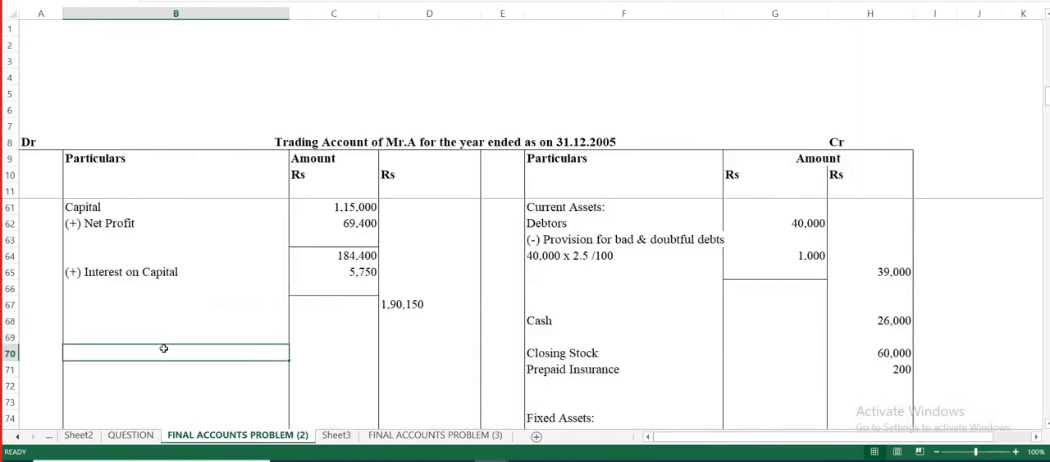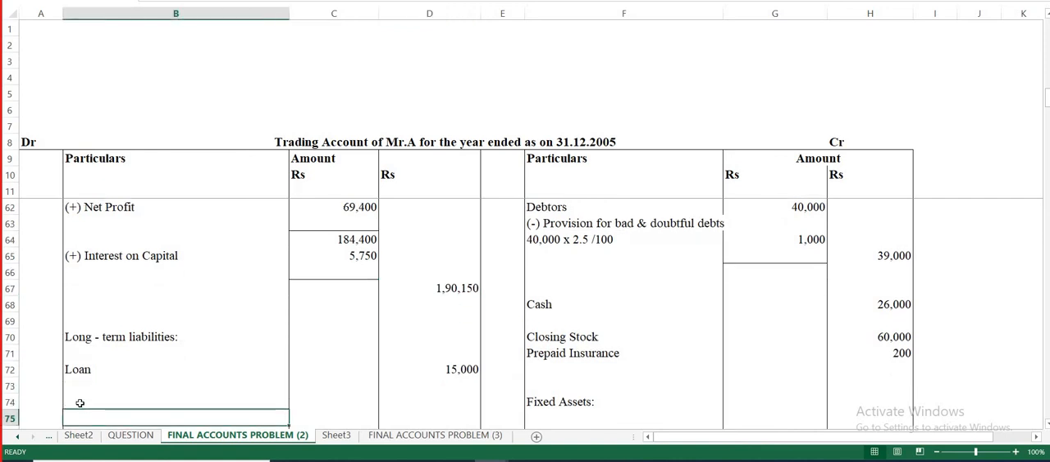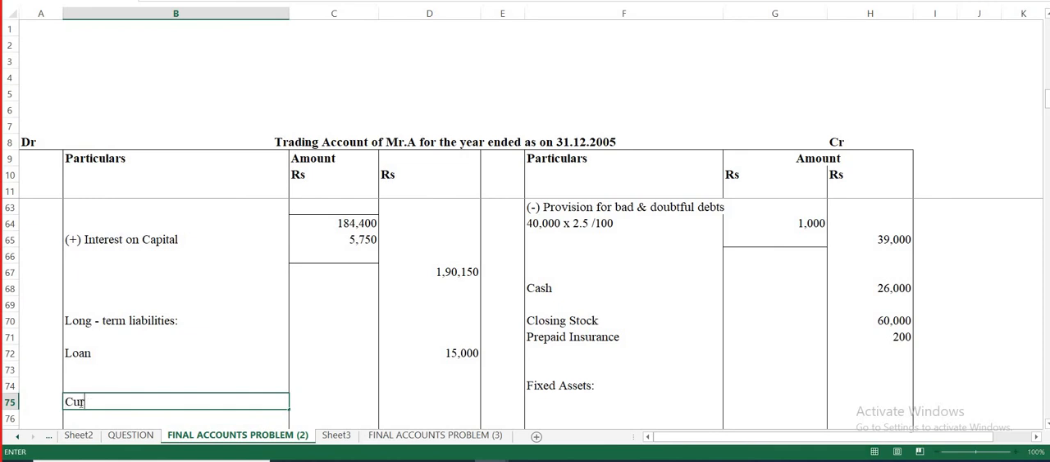Okay, so let us mention the heading as long-term liabilities. Under that is the loan, so just give that amount, nothing to calculate here. Just like that, 15,000 we can mention. Then go to the current liabilities, no other items under long-term liabilities. So now we are moving to the current liabilities.